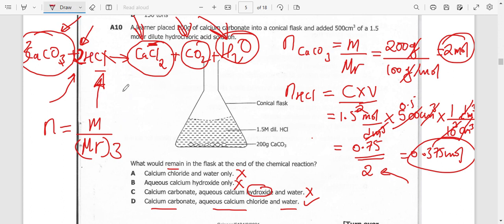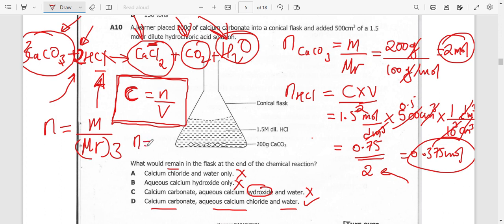So you need to know, when you are finding number of moles, I mean concentration. Concentration is given as number of moles over volume. Do you know this equation? So if you want to find the concentration, just divide the number of moles over volume. So meaning that if you make number of moles the subject of the formula, you just multiply concentration by volume. So that's where it comes from. Okay, thank you.